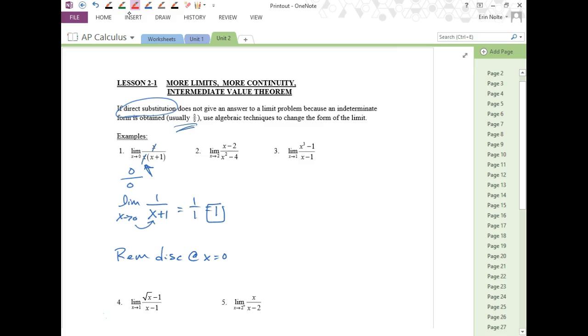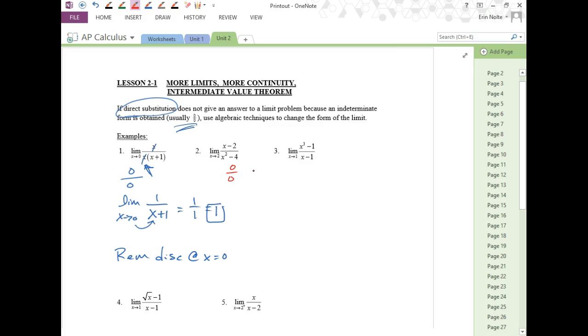If I plug 2 in, what do I get? Don't you have to plug in like 1.9 or something? No, I plug it straight in. It's direct substitution. If I plug 2 in, I get 0 over 0. Is everybody okay with that? If I get 0 over 0, what do I have to do? Cancel, and I'm going to have to factor. I'm going to have to play with this a little bit in order to factor it.